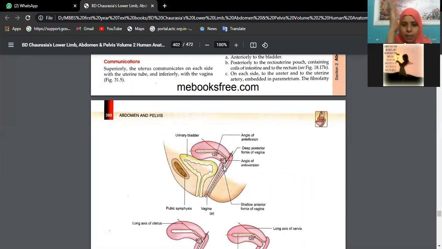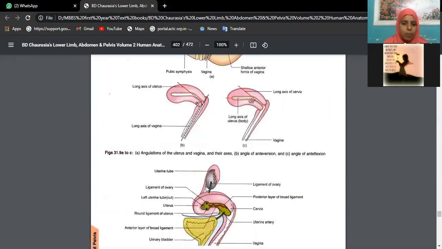The uterus is not straight but bending forwards, and this actually helps prevent prolapse of the uterus, so that the uterus does not slip outside the vulva, that is the vaginal orifice. So the 125 degrees and 90 degrees angulation is very, very important.